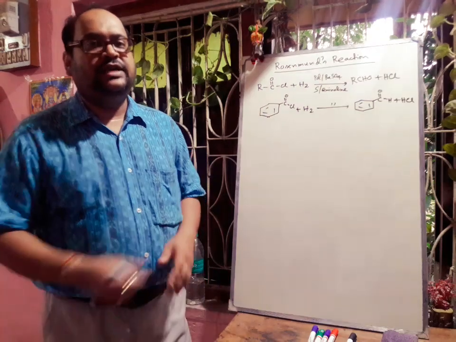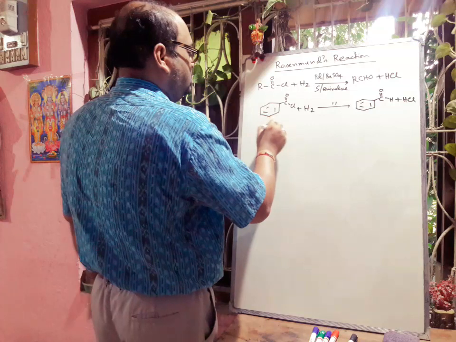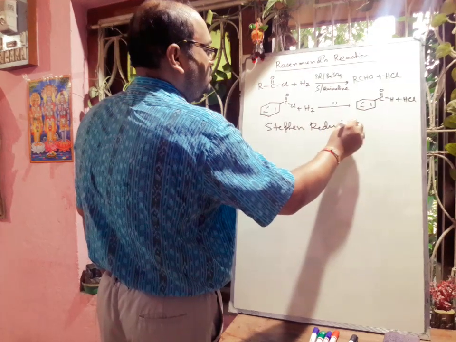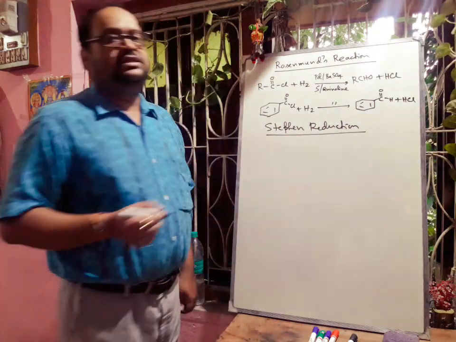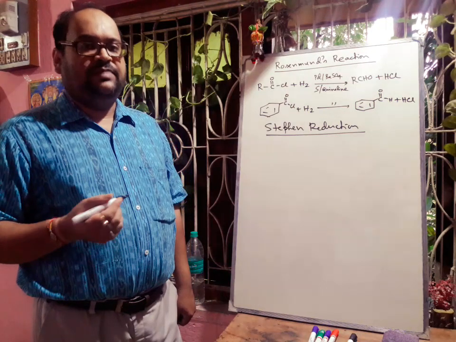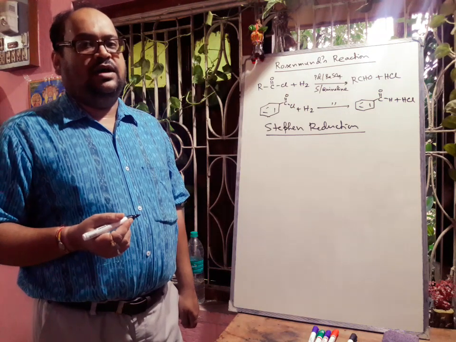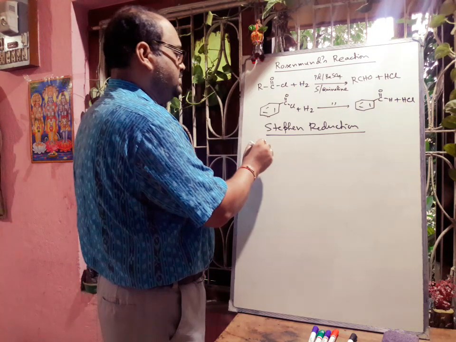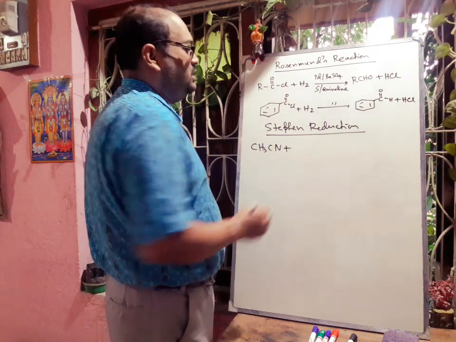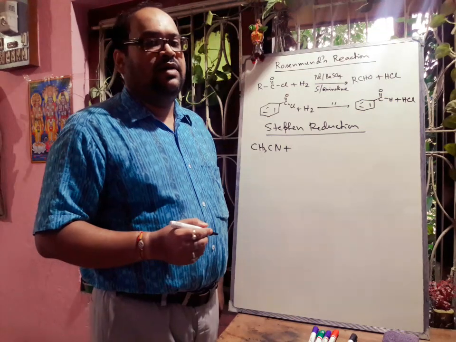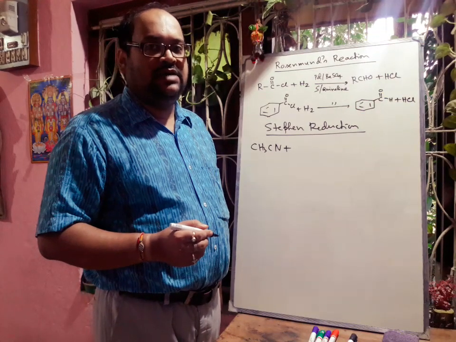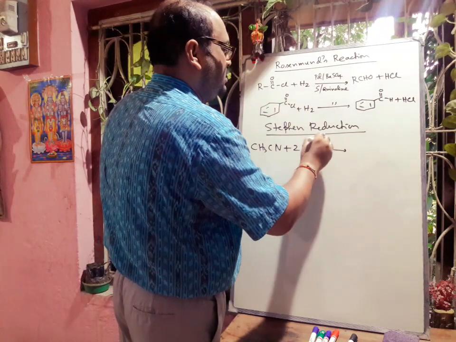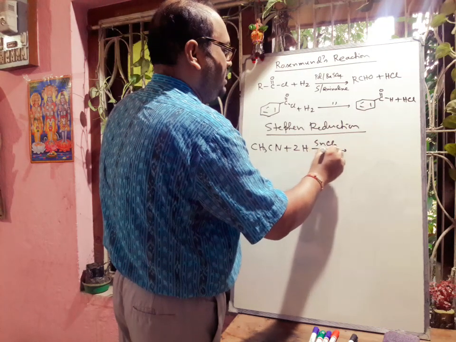That is very important. Next we will discuss Stephen reduction. In Stephen reduction, we can also prepare aldehyde from methyl cyanide, or methyl nitrile. So you can take CH3CN, and here we have to use one very important reagent, stannous chloride and concentrated HCl. So it is a reduction process. SnCl2 and concentrated HCl we are taking.